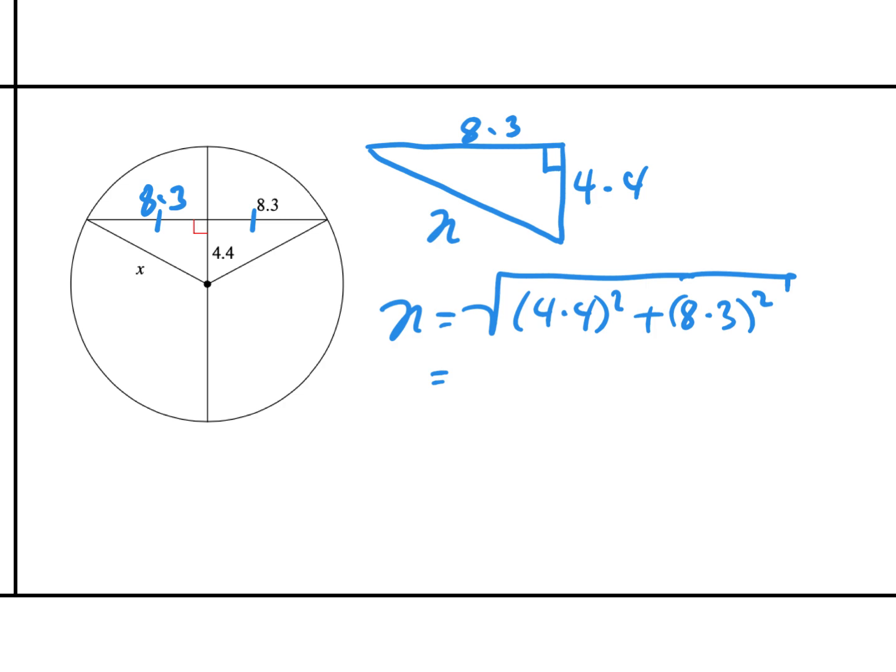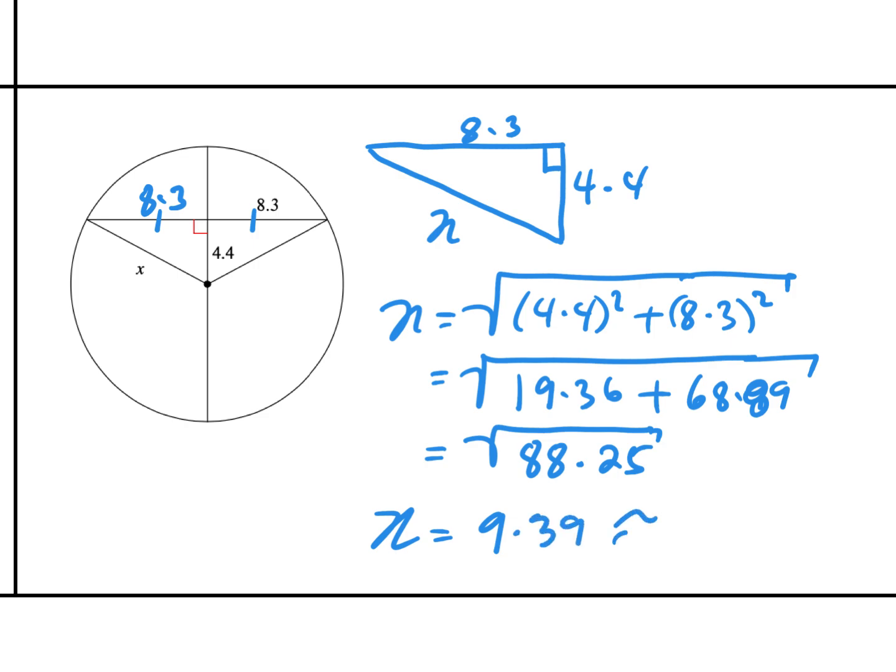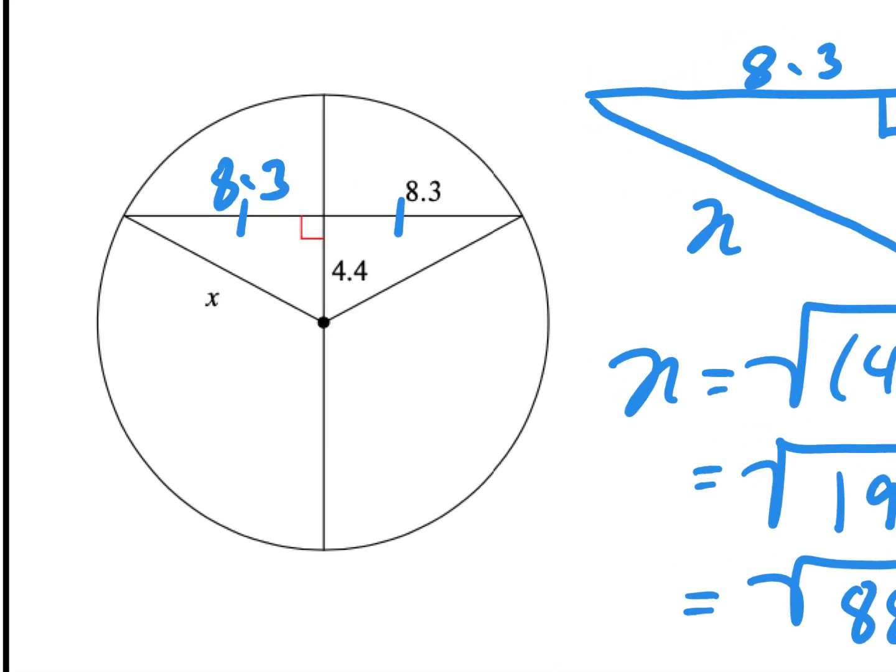So if we're going to go further, 4.4 squared is going to give you 19.36. 8.3 squared is going to give you 68.89. Okay, we're going to add this. We're going to be getting 88.25, and getting the square root of that is going to get us around 9.39. But by approximation, that's going to give you only 9.4. So in this case, this is going to give you 9.4.